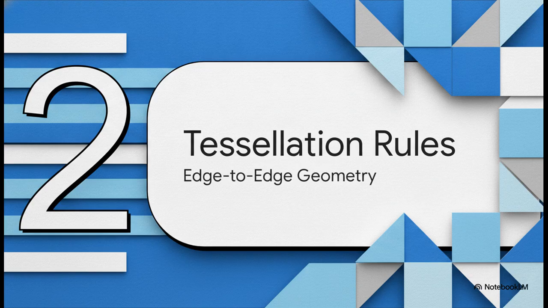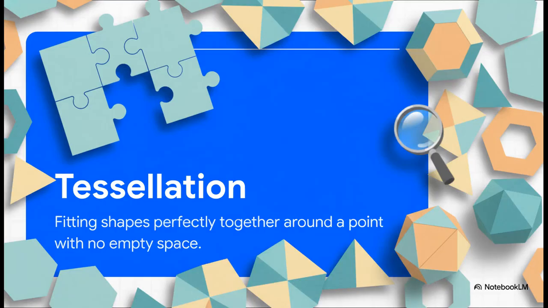Moving on to Section 2, the rules of tessellation. Now, tessellation sounds like a massive, intimidating word, but honestly, it just means fitting shapes perfectly together around a single point. No empty space, zero overlapping. Think of it exactly like a perfectly solved jigsaw puzzle, but made entirely out of the exact same geometric piece.